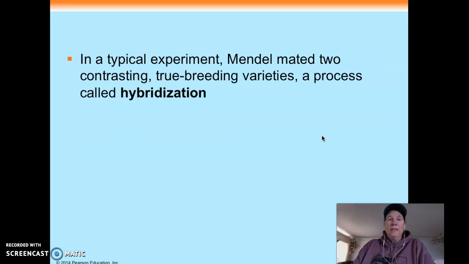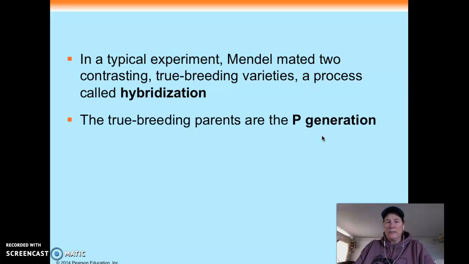Okay. So in a typical experiment, he made 2 contrasting true breeding varieties, and he called that hybridization. In other words, he took a purple and a white. Those 2 are different. They're a hybrid. Okay. If they're the same, then they're not a hybrid. Okay. And you see the word hybridization a lot in plants. They use it a lot in agriculture to get forms of wheat that are more resistant to various things. And there's all kinds of hybridization. But hybridization means that you have contrasting characteristics.